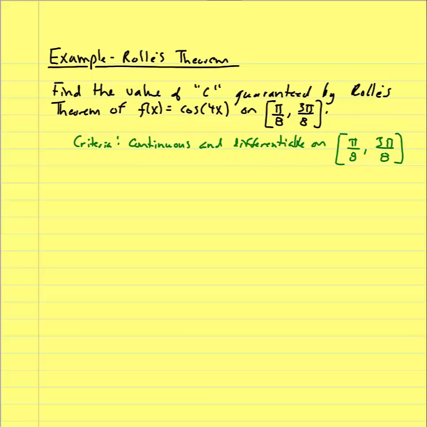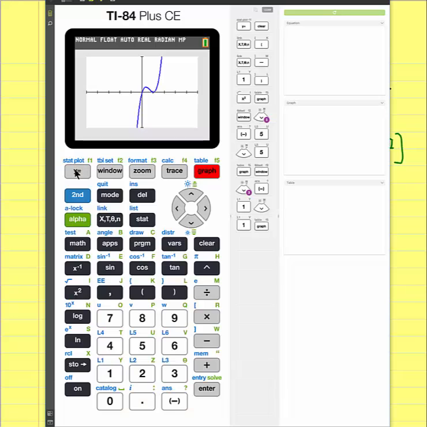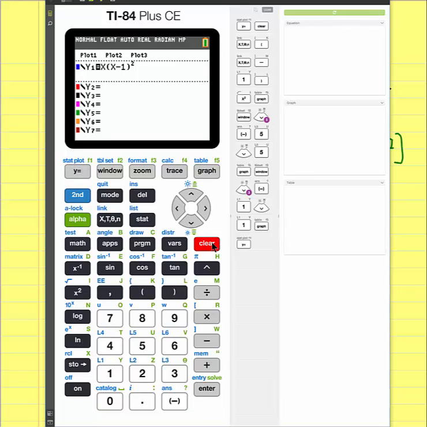Now if this was another trig function like a tangent, I'd have to double check to make sure there were no vertical asymptotes in the interval. So to get started, I want to find the value that's guaranteed by Rolle's theorem. And this value of c has to lie somewhere between pi over 8 and 3 pi over 8. So I need a derivative. Now, I think it might be interesting to look at the graph of the cosine of 4x before we get started. So let's go ahead and pop it into our curve here.